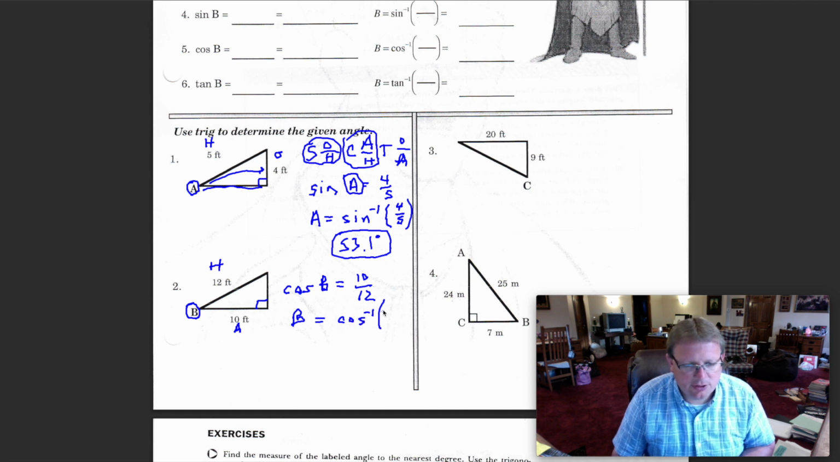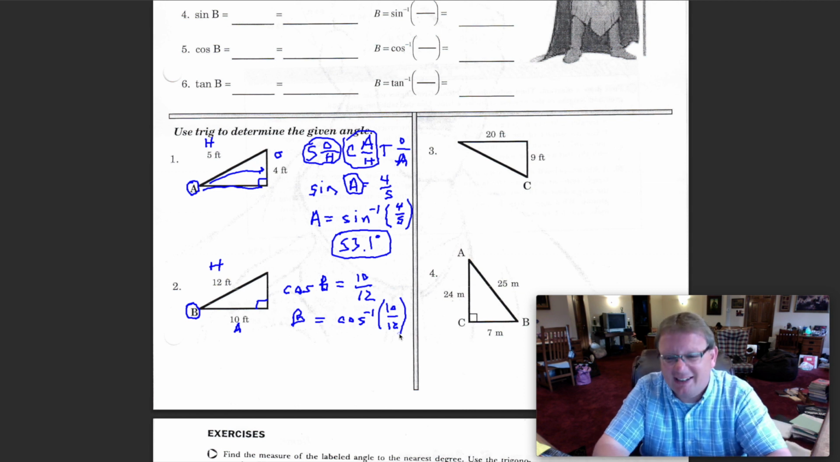And so inverse cosine of 10/12. You could do inverse cosine of 5/6, or you could do inverse cosine of 0.83333333333333. That'd be kind of hard to type in an infinite amount of threes. So hit your shift button, the second button.